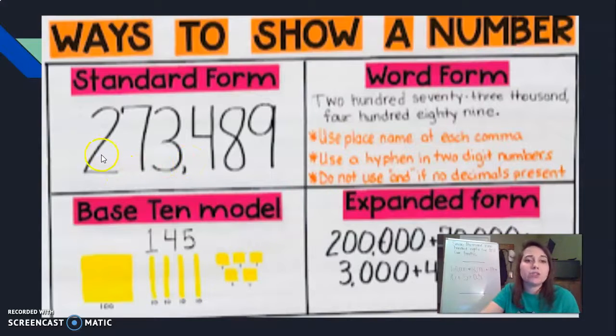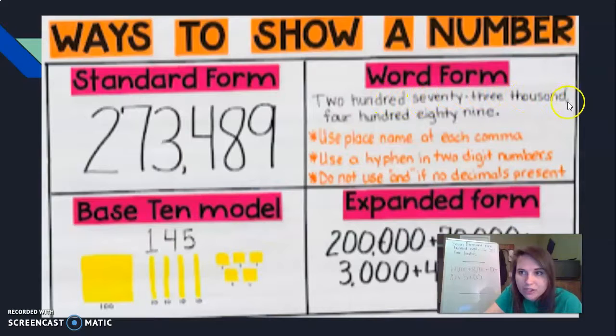And so we have 273,489. I know that's 1,000 because of my comma. And so that's standard form. And another way to write that exact same number is to use word form. And word form is literally writing it out in words.